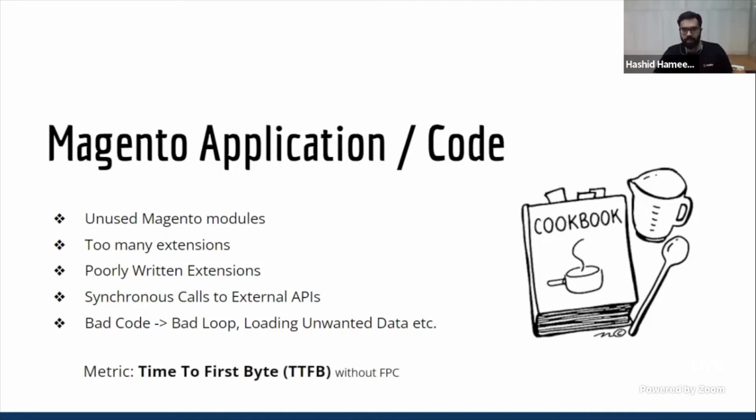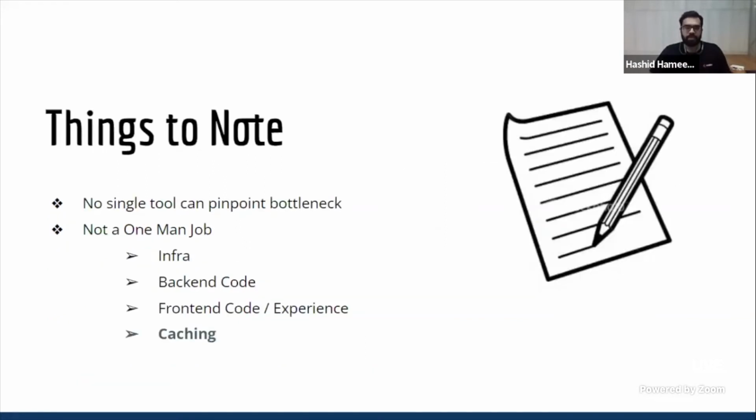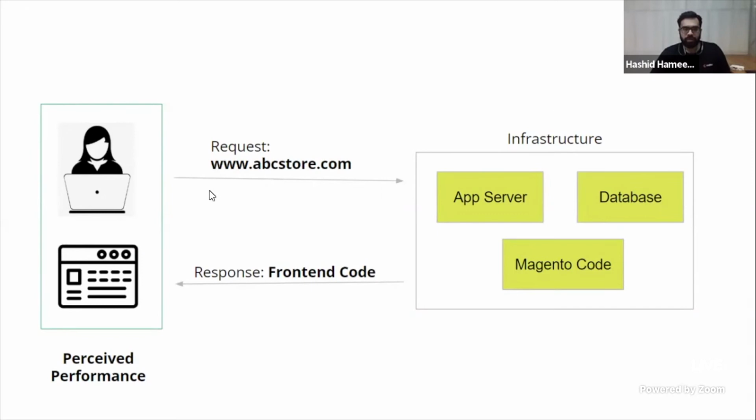Now the easiest metric to track whether your infra plus your Magento application code is proper is to look at the time to first byte. Time to first byte means, after the request goes to this place, how much time it takes to generate the front-end code and give a response.